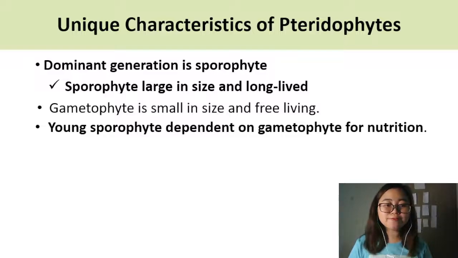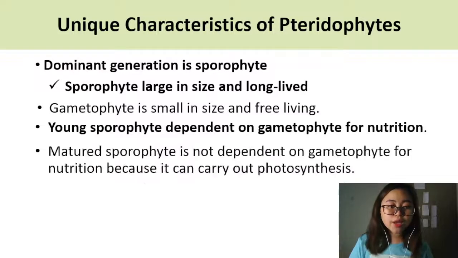Okay? And then, when the gametophyte generation is starting, memang akan ada young sporophyte tumbuh daripada gametophyte. So when the sporophyte is small and very young, it will be dependent on the gametophyte for nutrition. But after a while, the sporophyte will mature and then it will no longer depend on the gametophyte for nutrition because when it is mature, it can carry out its own photosynthesis.